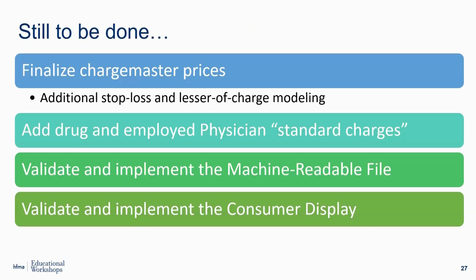While we have made significant progress since May, there is still work to be done. We are performing some additional stop-loss and lesser-of modeling to ensure the new charge-master impact is fully understood. We are adding those drug and employed physician standard charges that I mentioned earlier. And we fully expect to be doing a final validation of the machine-readable file and consumer display data in November and early December, with the goal of being ready to implement in late December.